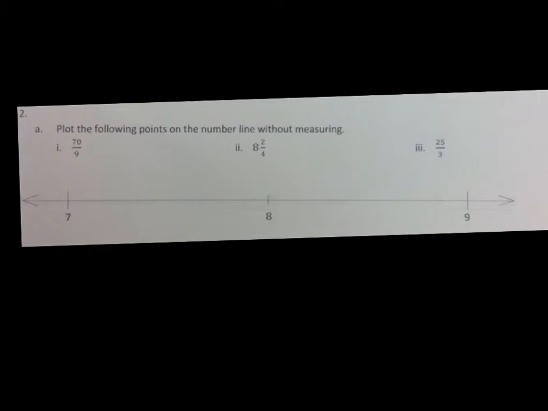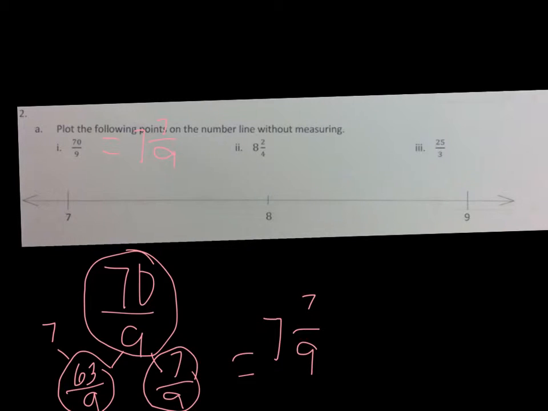Let's try the same thing with different fractions. Now we are starting with 70/9, so we need to convert that to a mixed number in order to place it on the number line. You can see from my work that I converted 70/9 into 7 and 7/9 by taking 63/9, or 7, out, and then what remains is 7/9. So we get 7 and 7/9.